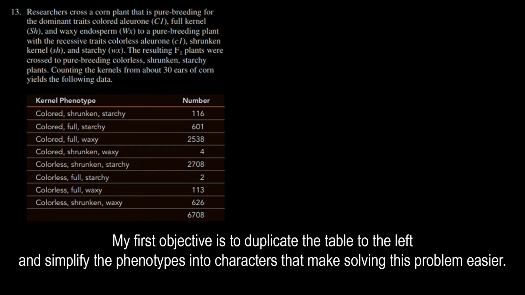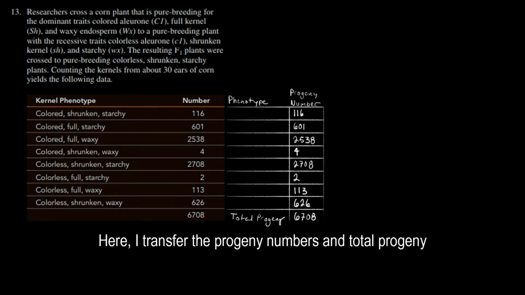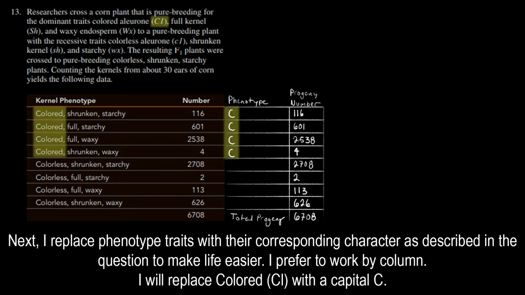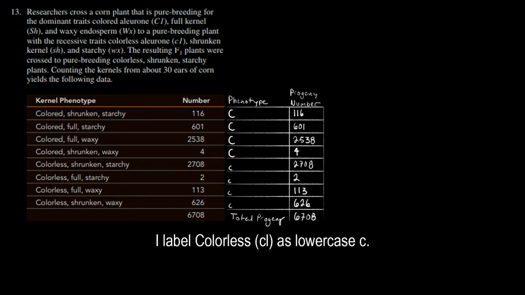My first objective is to duplicate the table to the left and simplify the phenotypes into characters that make solving this problem easier. Here, I transfer the progeny numbers and total progeny. Next, I replace phenotype traits with their corresponding character as described in the question to make life easier. I prefer to work by column. I'll replace colored with a capital C. I label colorless as lowercase c.